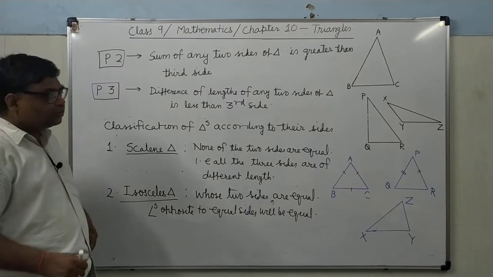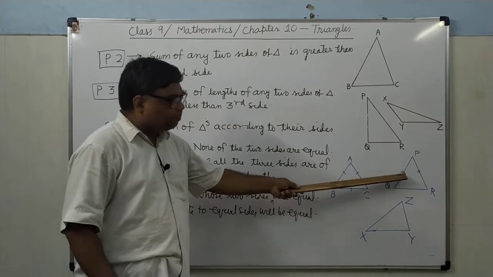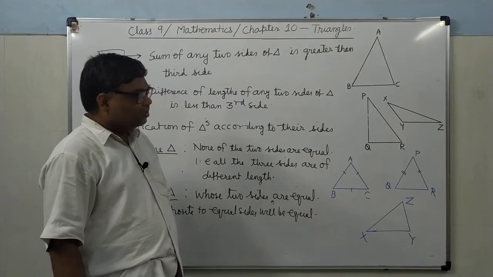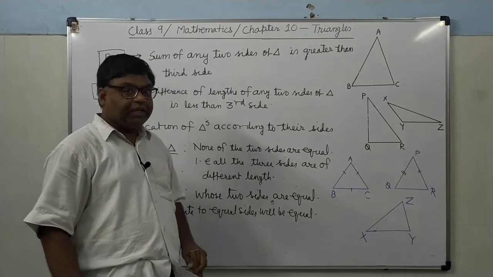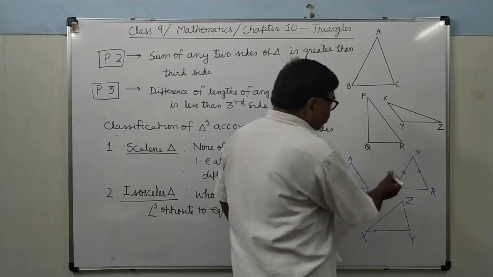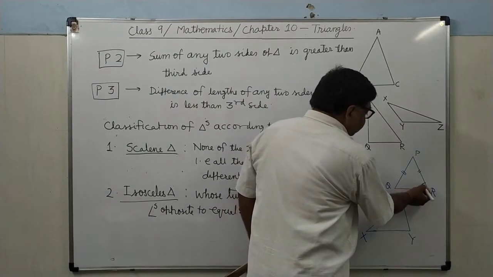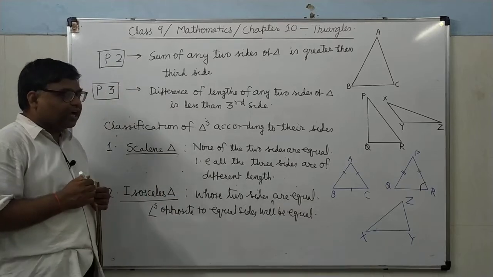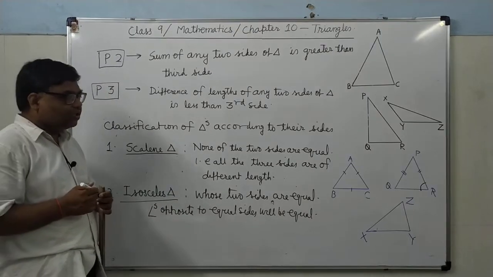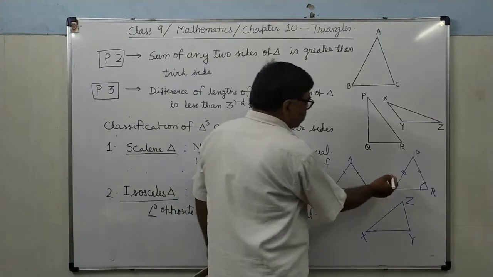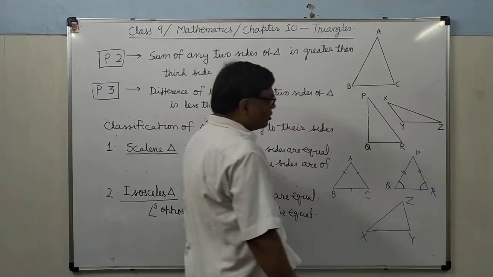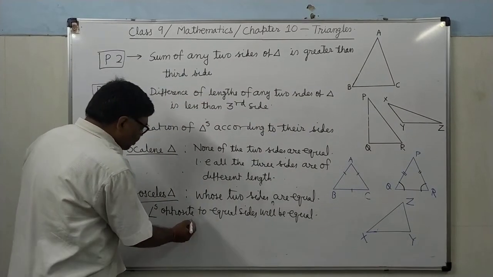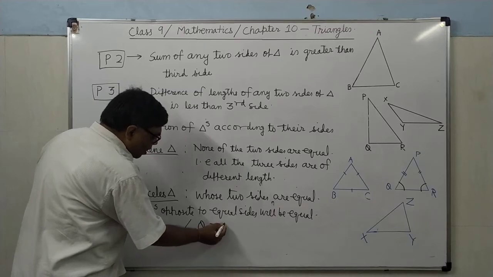Now which angle is opposite to the side PQ? It is angle R, not PR. It is opposite to the side PQ. This is angle R. Which angle is opposite to PR? Angle Q. This is angle Q. Means angle Q will be equal to angle R.